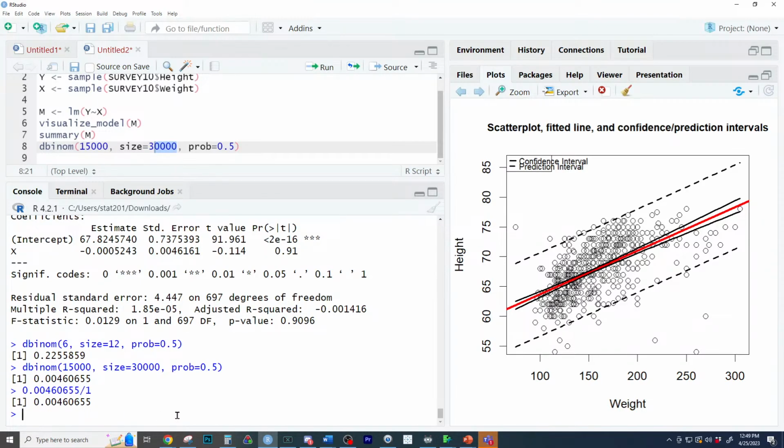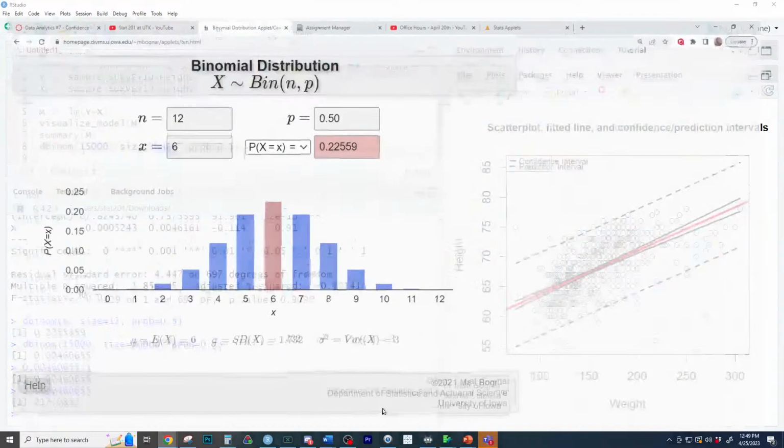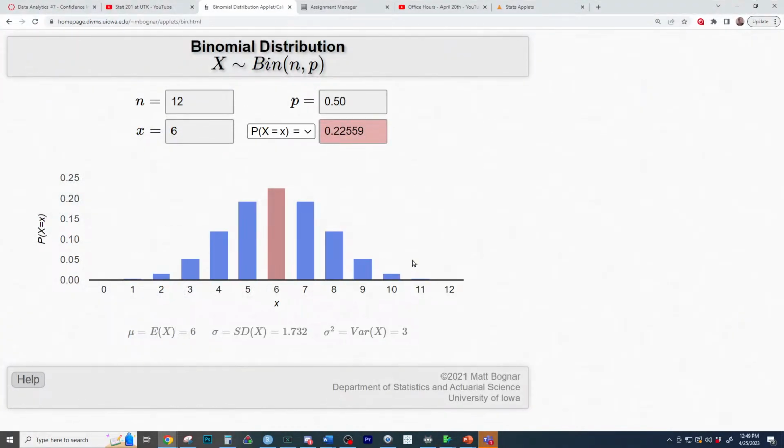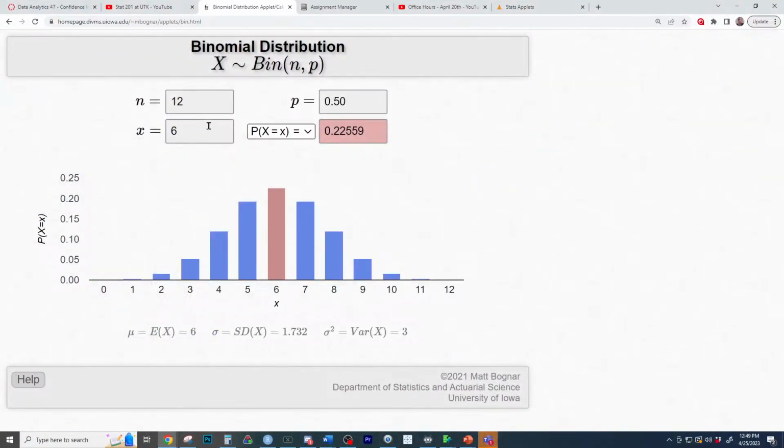Wait. What? No, 1 divided by. Yeah, 1 in 220. So a little more likely than we thought. And basically, the applet can't carry out that many digits, but it's doing the same sort of thing as the applet right here, finding the probability of that one occurrence. But it is the most likely. If you look at these curves, the center of the curve is going to be the highest peak.